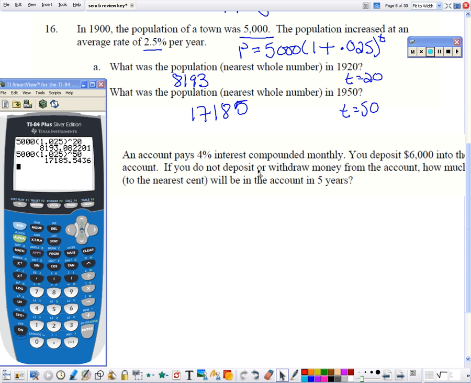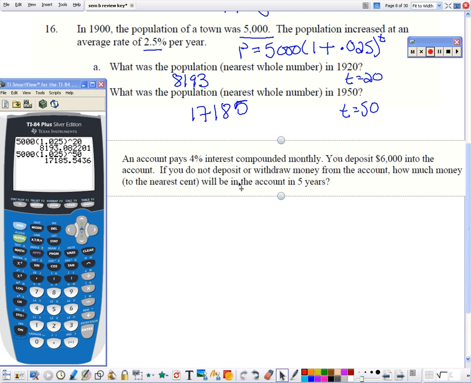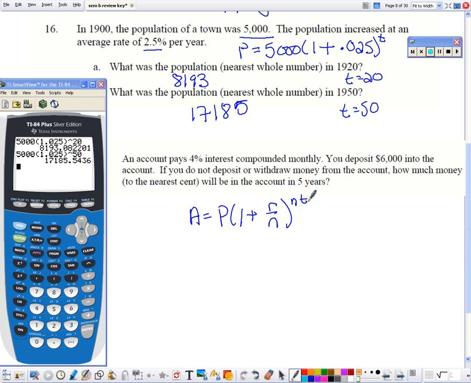Now for number 17, we're going to use our compound interest formula. So if we deposit $6,000 we get 4% compounded monthly, and we want 5 years, so T is 5.